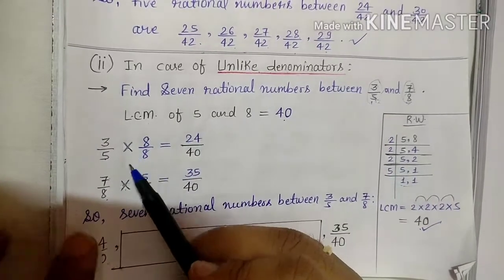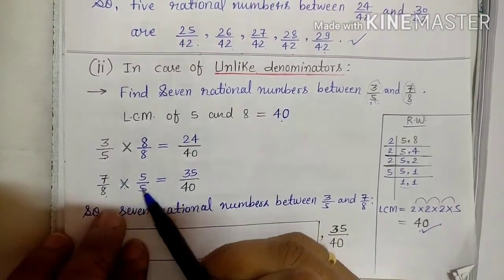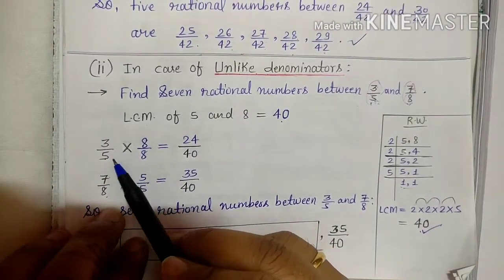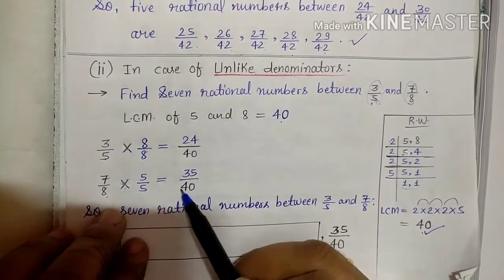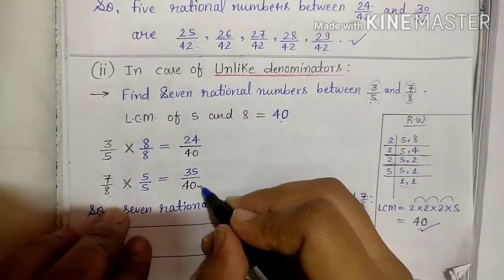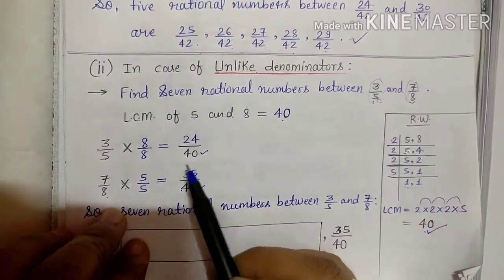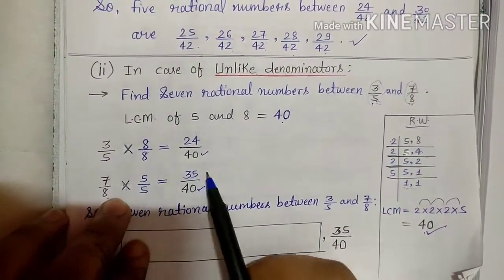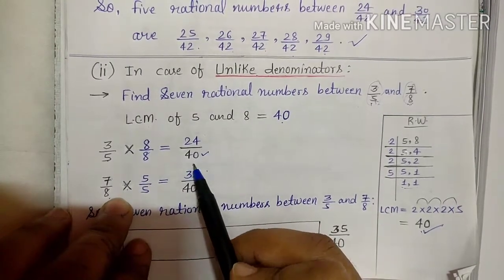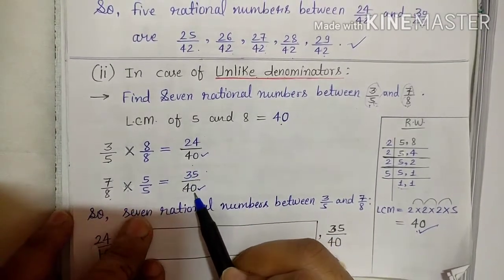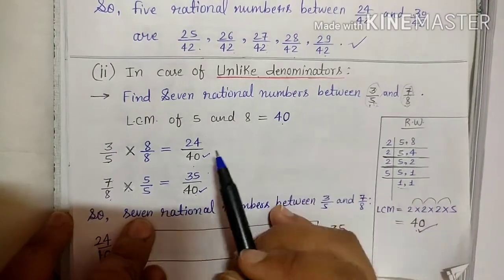Just check here: 3 upon 5 multiplied by 8 upon 8, and 7 upon 8 multiplied by 5 upon 5. Now when we multiply, 5 8s are 40 and 8 5s are 40. See, the denominator becomes the same. This is our motto: we have to make the denominator the same. So 40 and 40, 3 8s are 24 and 7 5s are 35. So it becomes 24 upon 40 and 35 upon 40. Now we can find the rational numbers between them.